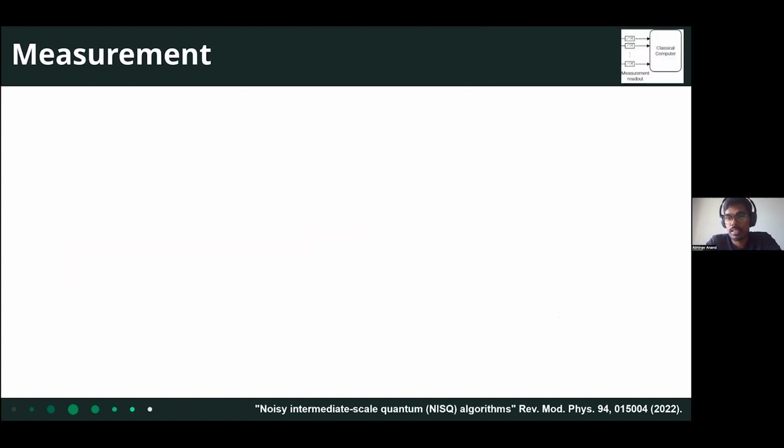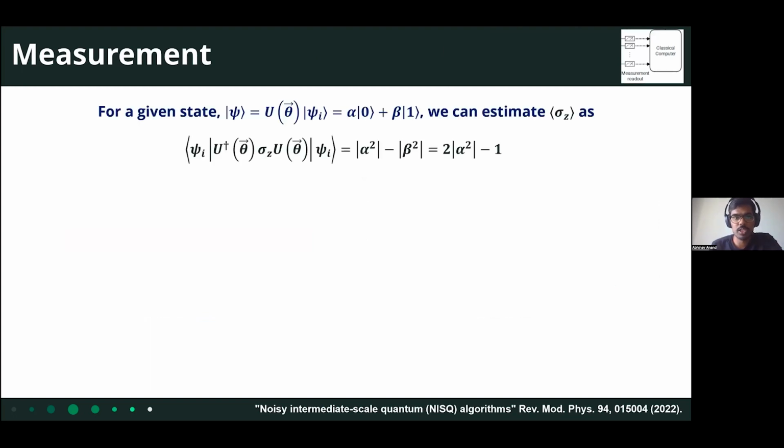Then the next part is basically how do we measure stuff, right? One of the things that you can do very easily on a quantum computer is measure the expectation value in the sigma z basis, which is basically the computational basis, right? So if you prepare a state psi, which again I'm just using a one-qubit example here, which is just a superposition of 0 and 1.